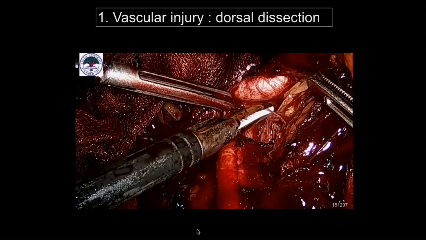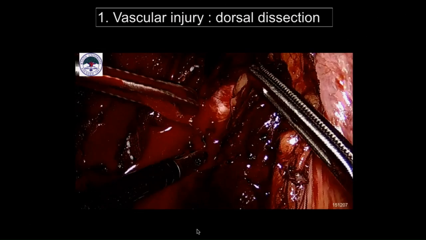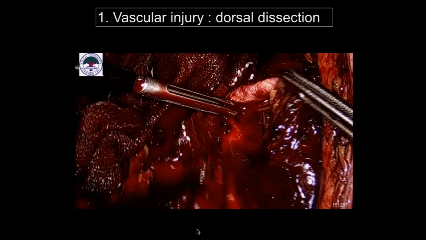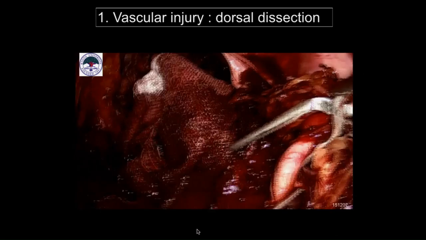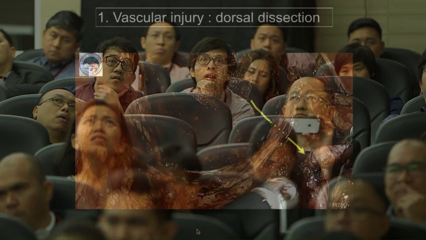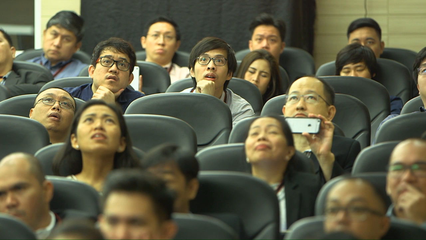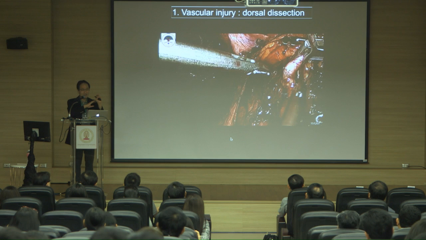I changed from the right side to the left side of the patient. And the bleeding point was controlled by left hand and dissection of the external iliac circumferentially, and put the vascular clamp by assistant on both sides. Then I stitch. And this is the final view. Oh my goodness, I dissected below the pelvic nerve plexus and injured the external iliac artery.